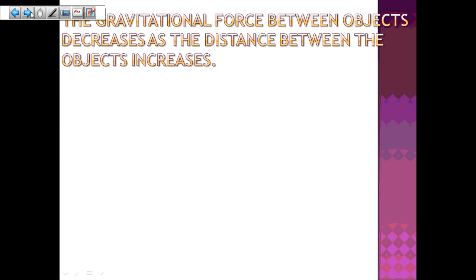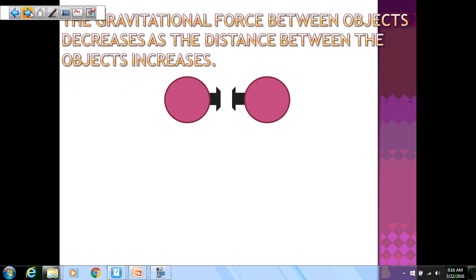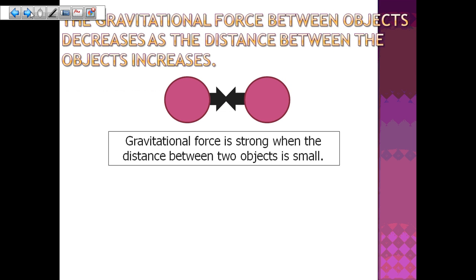Let's take a little closer look at the two factors that affect gravity. Let's look at the distance first. The gravitational force between objects decreases as the distance between them increases. Let's look at a picture that will help explain that to us. If you have two objects that are very close together, the gravitational force is going to be strong between those objects. However, if you have two objects that are further apart, the gravitational force is going to be much smaller or much weaker between those objects.